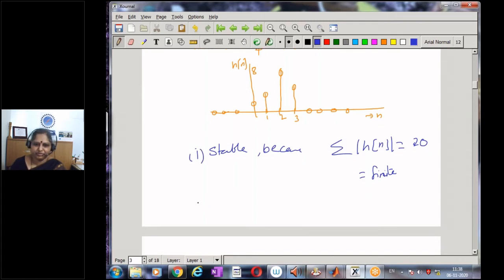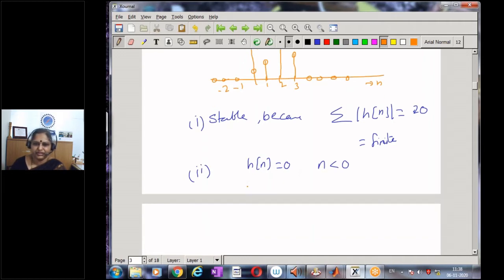The next observation that we make: the impulse response is 0 for n less than 0. That is, for n equal to -1, -2, etc., it's all 0. Because the impulse response is 0 for n less than 0, we conclude the system is causal. So these are the two observations we make. It is stable and it is causal.